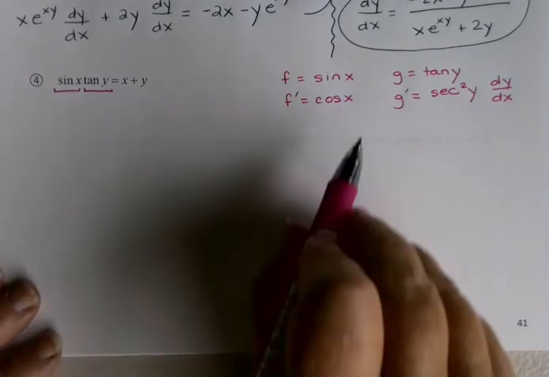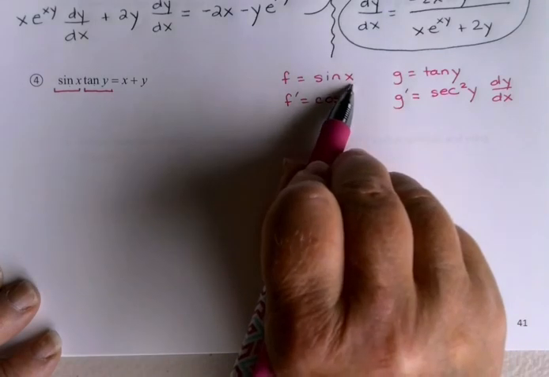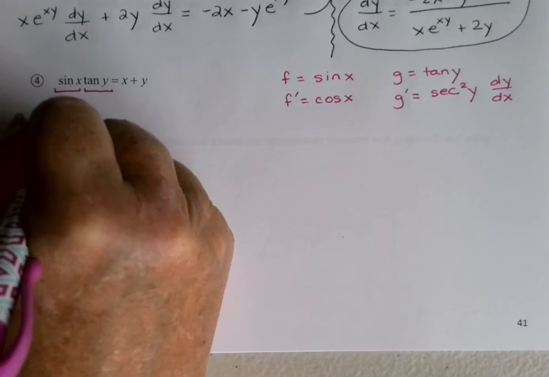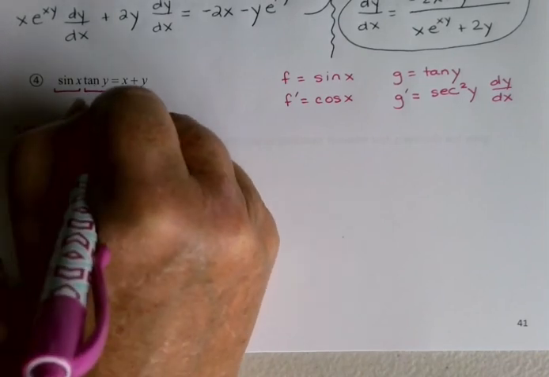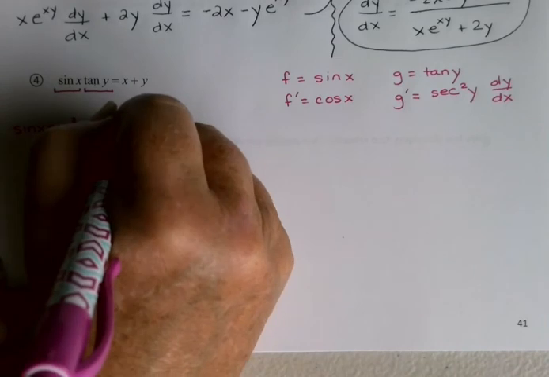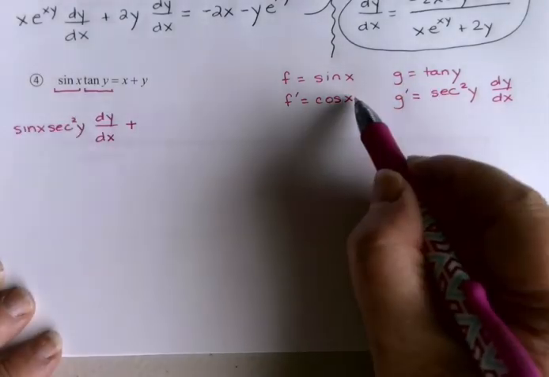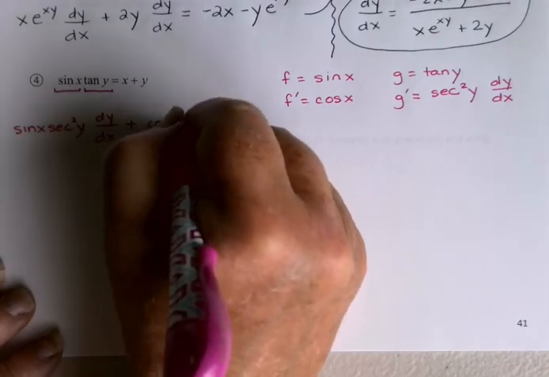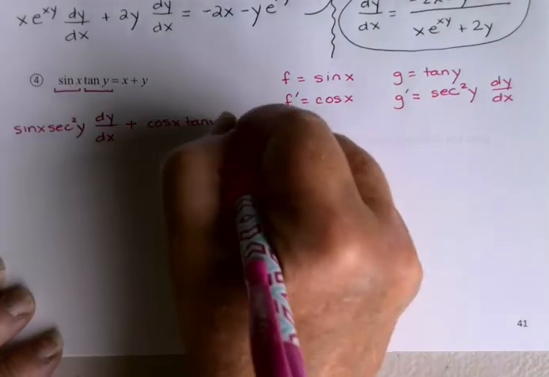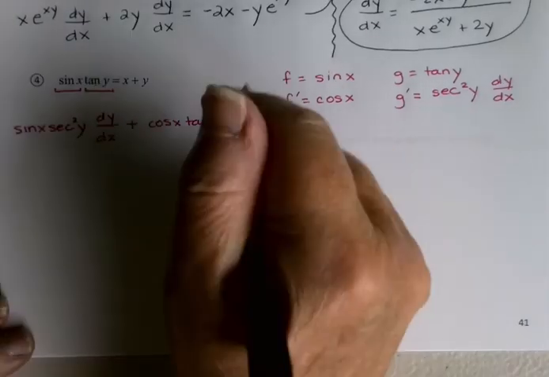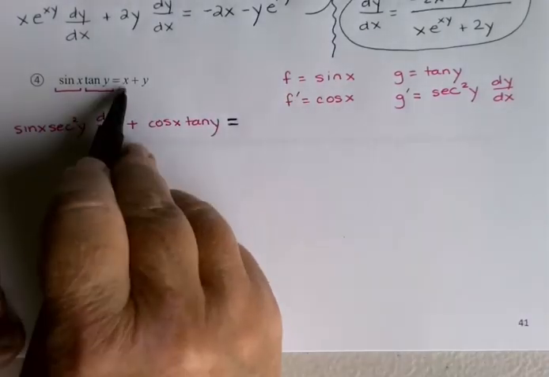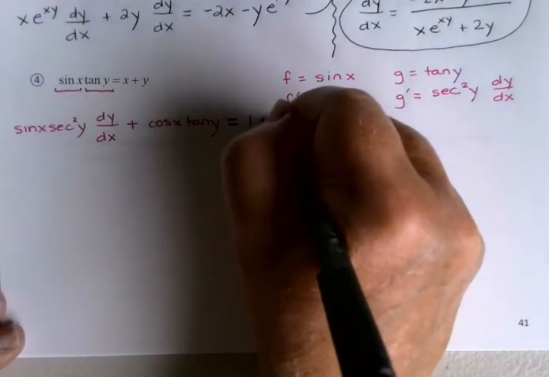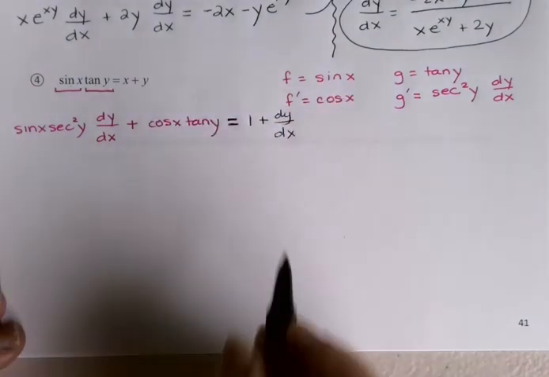All right, product rule. F g prime, sine x, secant squared y, dy dx. Plus g f prime, cosine x tangent y, equals, on the right-hand side, I've got 1 plus the derivative of y, dy dx.